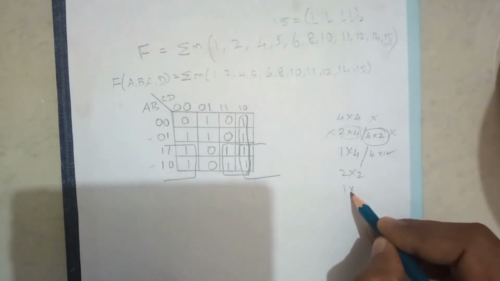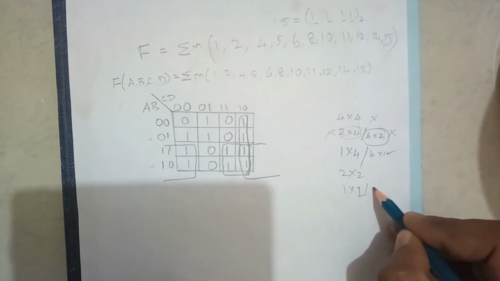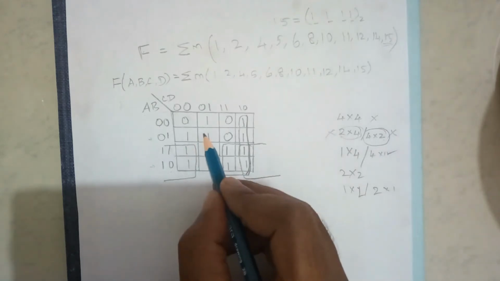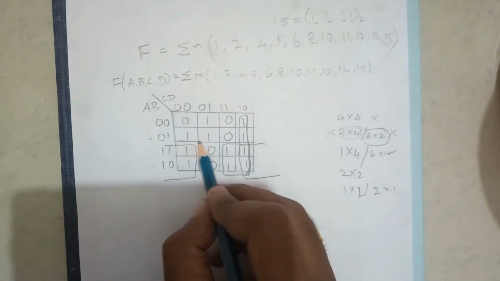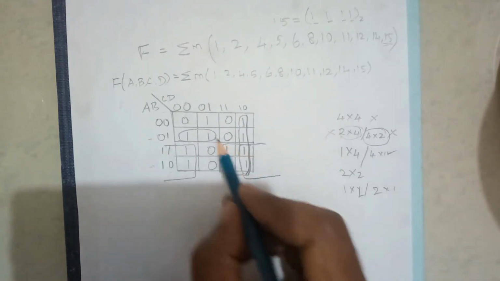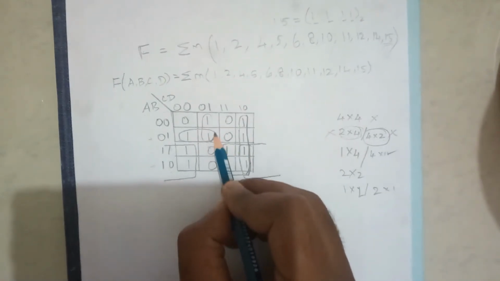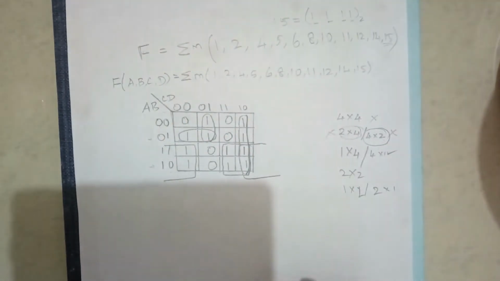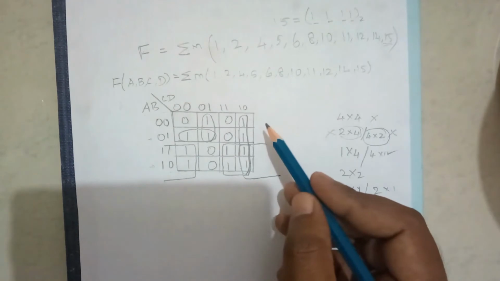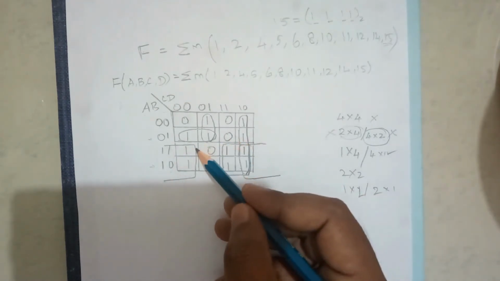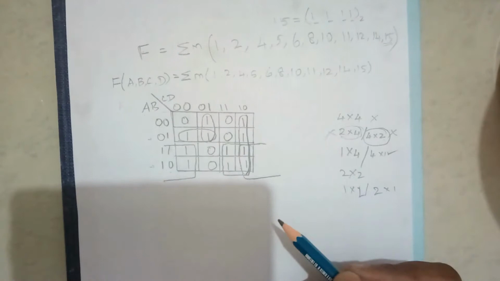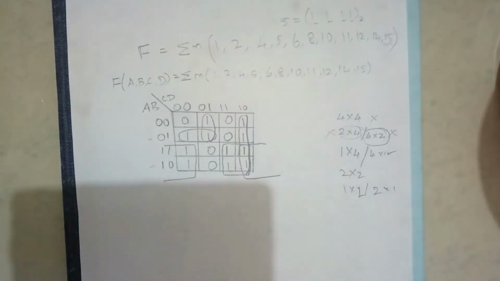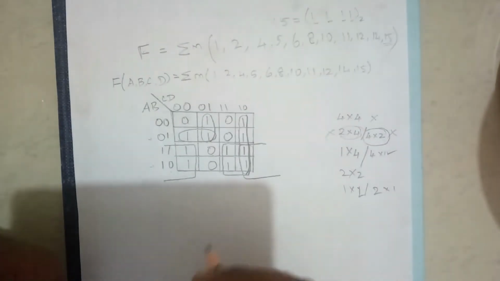So the next stage is to check 2 rows 1 column or 1 row 2 column. When I choose 1 row 2 column, I can group this one. Similarly, 2 row 1 column, I can group this one. So I have enclosed all the ones in the given K map with some other minterm. That is, I grouped each with another minterm instead of leaving it as a standalone minterm, right? This is the way I have grouped all together.